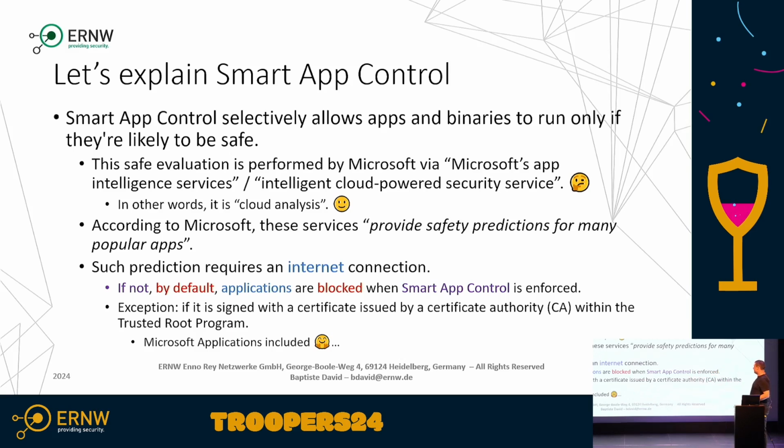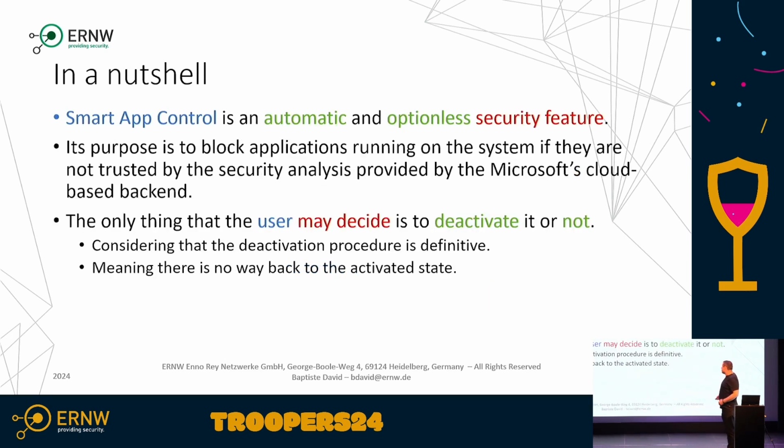Well, it's big stuff. There is one exception, which is very meaningful. If one application is signed with a certificate issued by a certificate authority within the trusted root programs, so VeriSign, DigiCert, and so on, so a certificate you can buy from different providers and trusted by Microsoft, in this case, applications are executable. And of course, Microsoft applications are signed, all of them on the system, so your system is safe. So that's how it works. So Smart App Control is nothing else than an automatic and optionless security feature. You can deactivate it, but it's forever. That's all. So that's, in a nutshell, what we can have from the documentation.